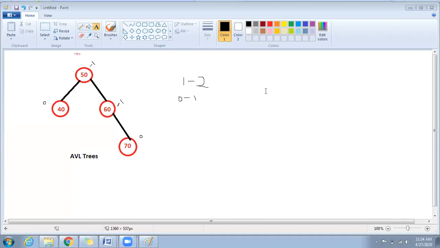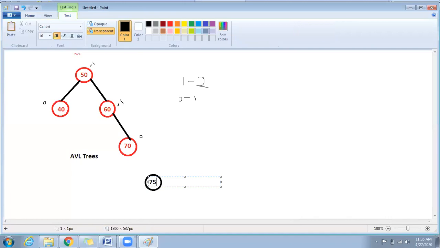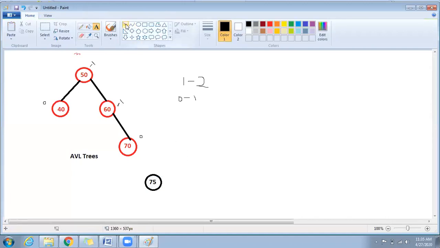Shall we go with one more example? For example, I want to insert 75. Where can I go? Right side of 70. Exactly. So here only I want to insert 75. Correct. So at that time, what will happen?